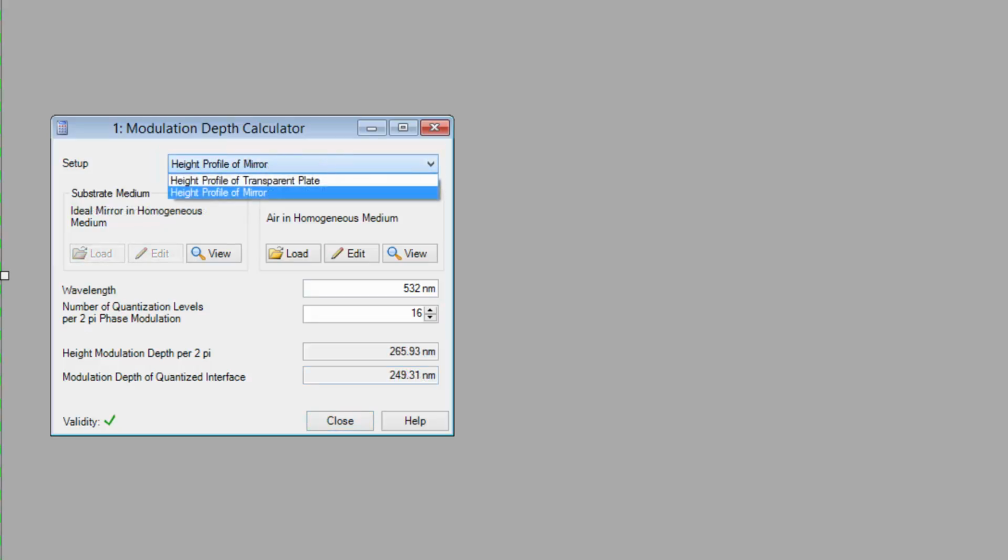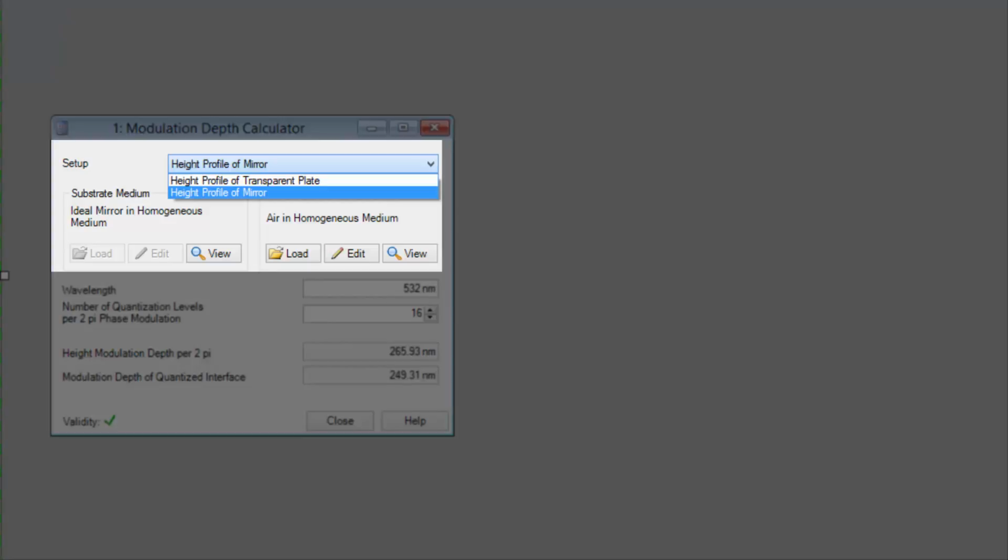Finally, we have so far only spoken about a DOE working in transmission. It is also possible to make the same calculations for a reflective DOE, with the difference that the substrate medium is then assumed to be a perfect reflector, and only the refractive index for the surrounding medium must be fixed.